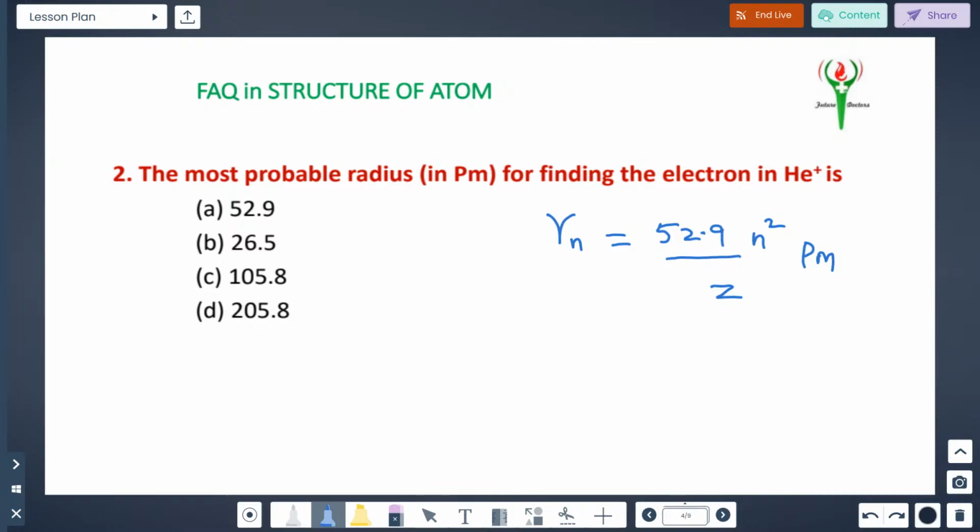See, for finding the electrons in helium plus. Helium means atomic number is 2. But helium plus means what? In helium plus, we have only one electron. That only one electron is present in the first orbit. So in this case, n is equal to 1. Then Z is nothing but atomic number. Atomic number for helium is 2.